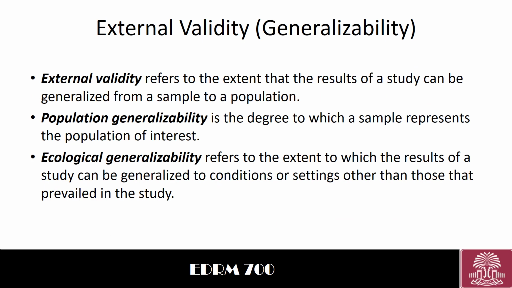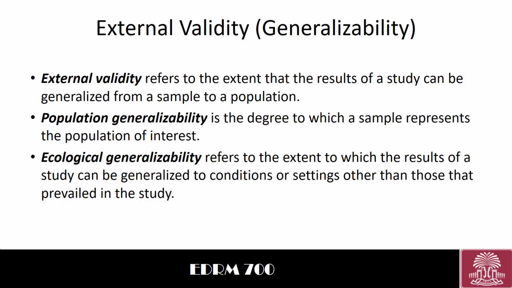External validity, we also call it generalizability. We stated in Chapter 1 that generalizability is a characteristic of quantitative research. We have been using this term a lot in this lecture. External validity refers to the extent that results of a study can be generalized from a sample to a population.